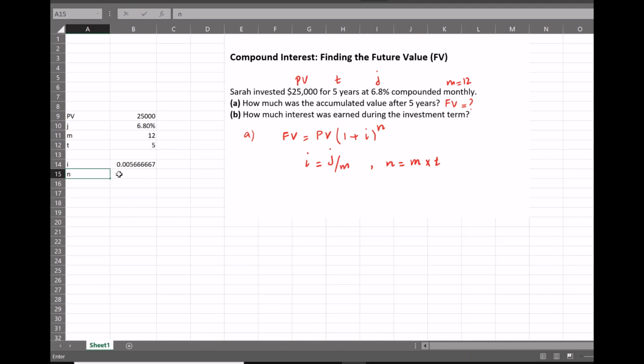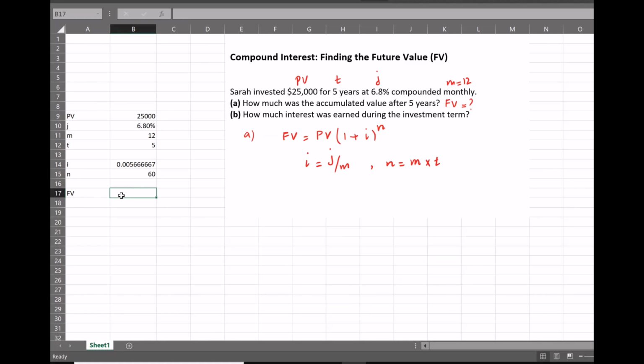To find n, we multiply, so again we use the equal sign. That's m multiplied by t, which is sitting in B12. So we can just type in B12 this time. And that's 60. Once we have everything done, now we can calculate the future value.